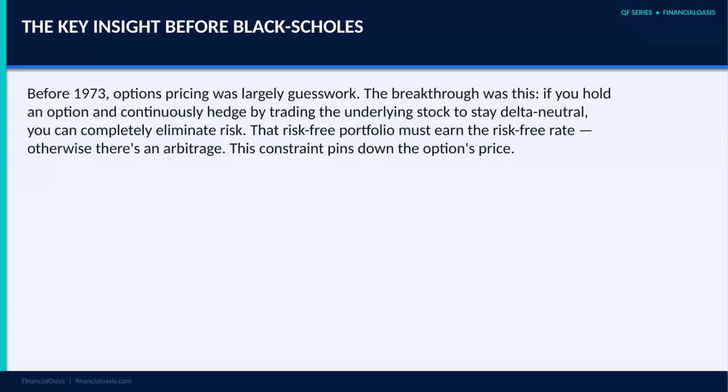The breakthrough was this: if you hold an option and continuously hedge by trading the underlying stock to stay delta neutral, you can completely eliminate risk. That risk-free portfolio must earn the risk-free rate. Otherwise there's an arbitrage. This constraint pins down the option's price.